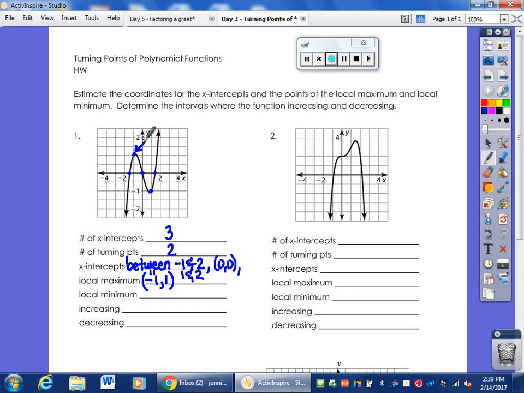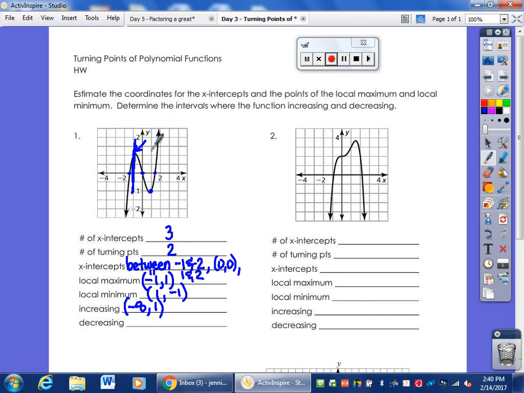And then your local min, same thing. It's going to be +1, and make sure you look at your scale. It's at -1. So then I want you to give the interval where it's increasing. So it's obviously increasing from -infinity, okay, all the way to right here. Now, when you give these numbers, you're always giving numbers off the x-axis. So that's going to be from -infinity to 1.